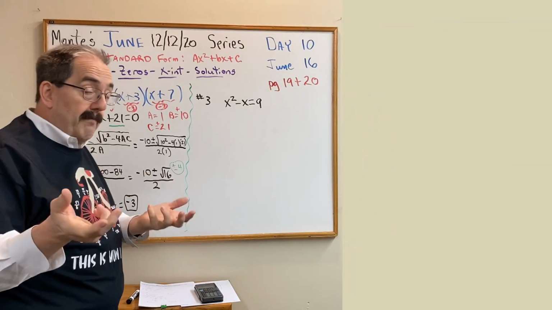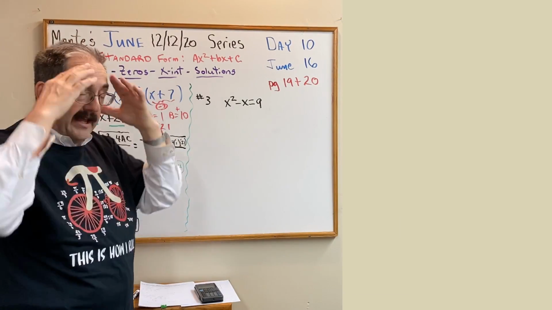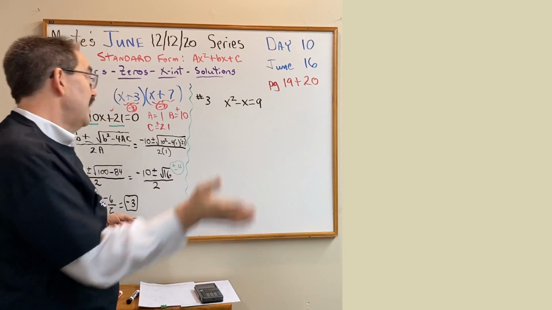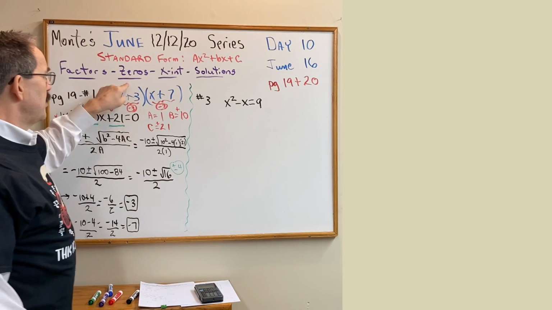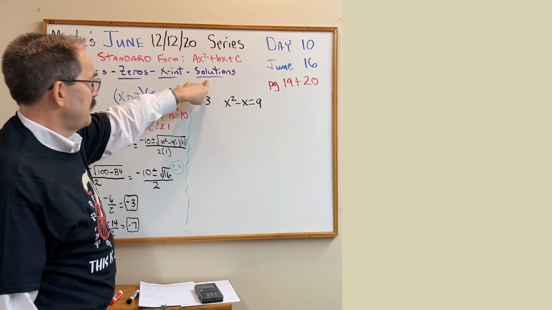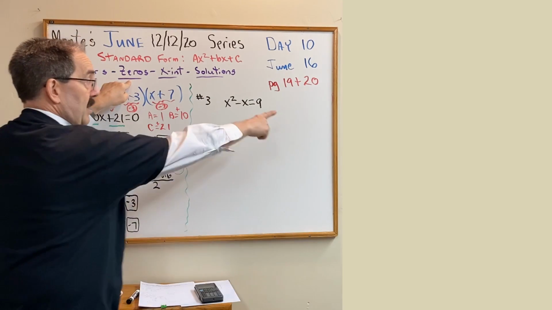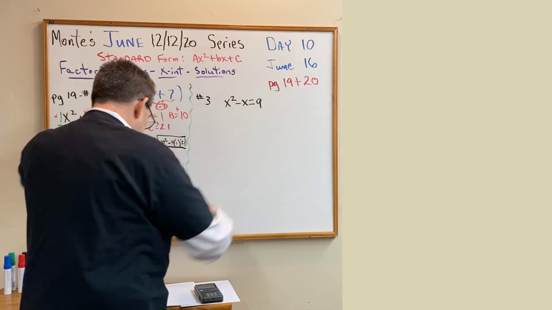Now, there are problems where we can't just guess and check. We need to use the quadratic formula to be exact. Okay? So let's look at number 3. Now the key is the word zeros. We're trying to find the solutions. We're trying to find the x-intercepts. We're trying to find the zeros. This is not set up to do that. We've got to bring that to the other side.